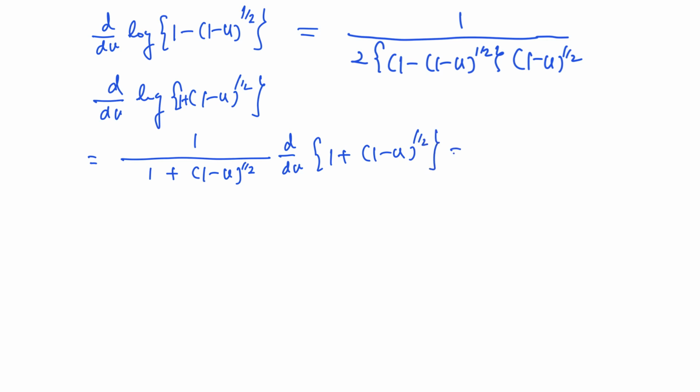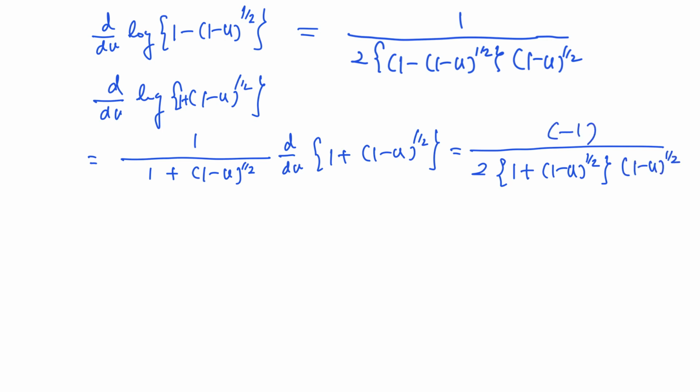And simply 2 (1 plus (1 minus u)^1/2), and 1 minus u to the half. You got a minus sign, right?